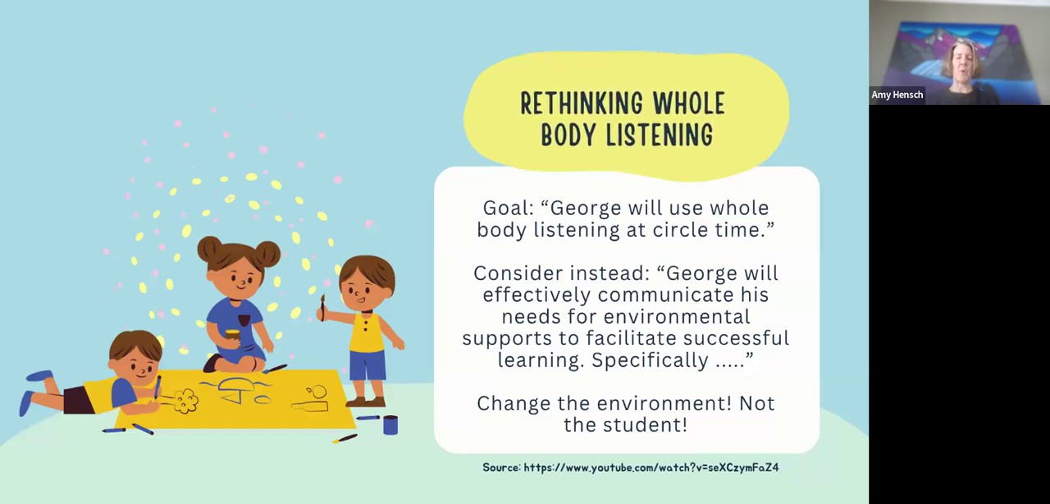So, in thinking about whole body listening, let's consider a different way of looking at it. Instead of writing a goal that George will use whole body listening at circle time, let's consider that George will effectively communicate his needs for environmental supports to facilitate successful learning. And then we can get into specific things about that goal. Think about how different that sounds from saying that George will sit crisscross applesauce on the carpet and turn his body towards the teacher.